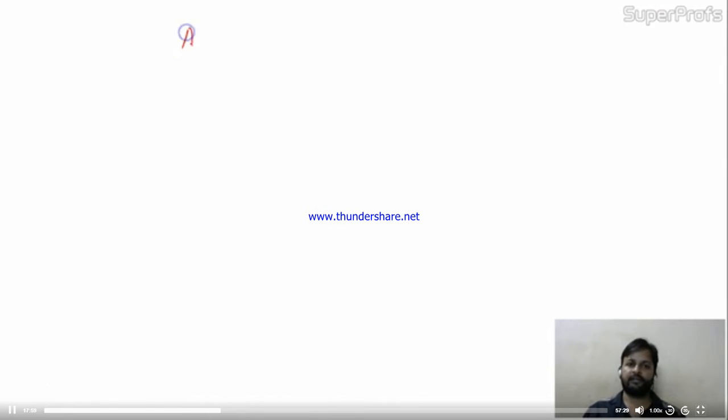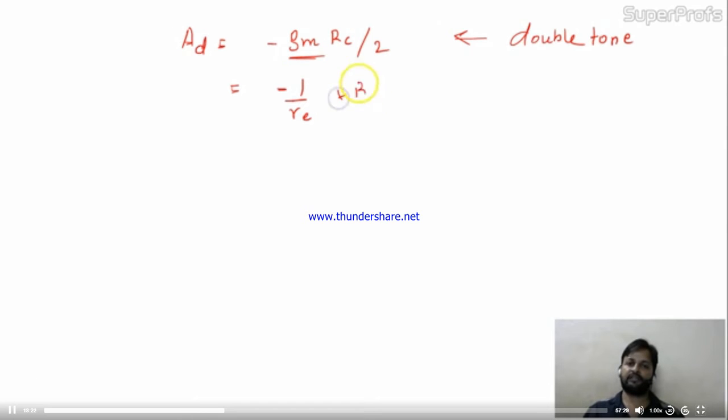For AD, the voltage gain of the differential amplifier is given by minus GM RC by 2. This is for double tone inputs: minus GM RC by 2. Where what is the GM? You know very well, it is 1 by RE, into RC by 2. RC is the output collector terminal resistor. RE you have to calculate.